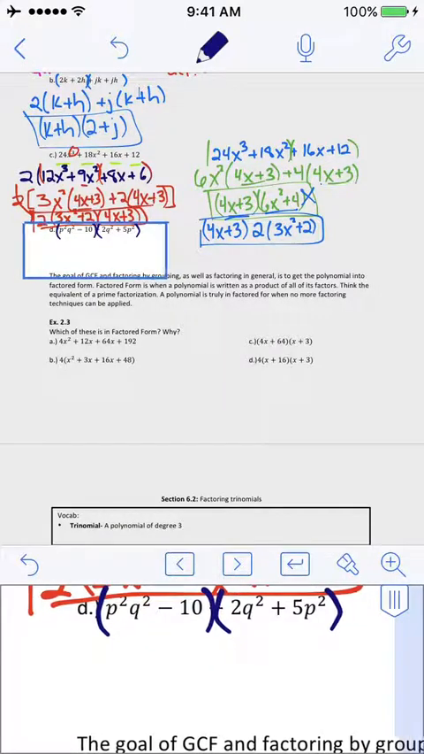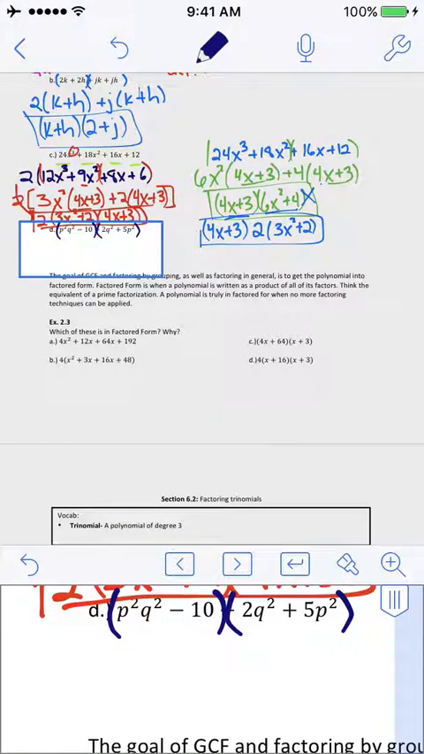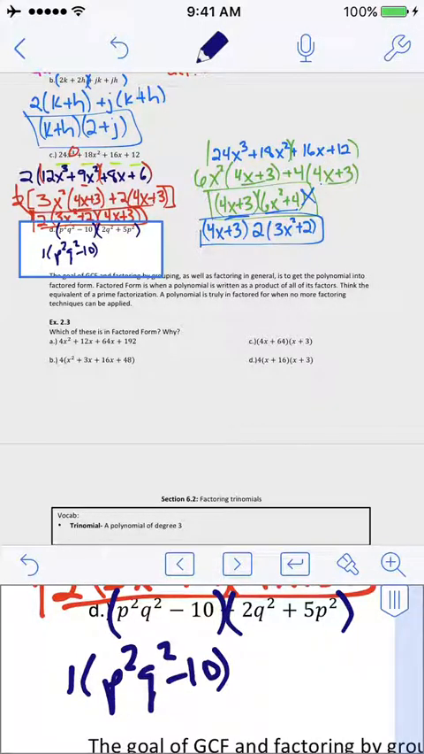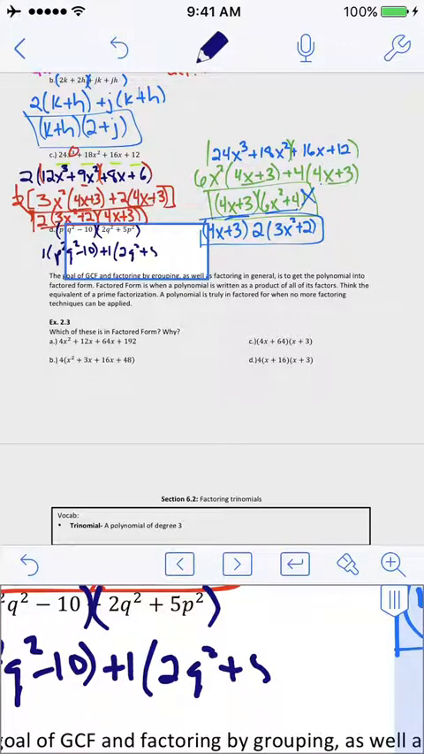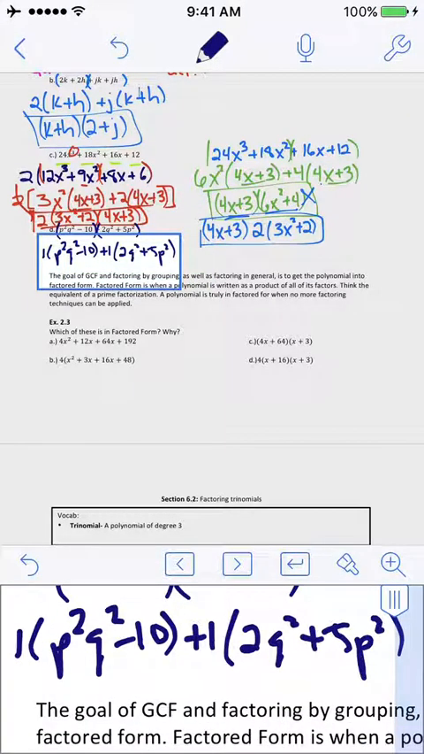Okay, let's try this out. So I've got p squared q squared minus 10. Well, nothing in common there. Over here, I've got 2q squared plus 5p squared. Nothing in common there either. Well, that sucked, because nothing happened, right? I couldn't take anything out either way. So what am I supposed to do there?